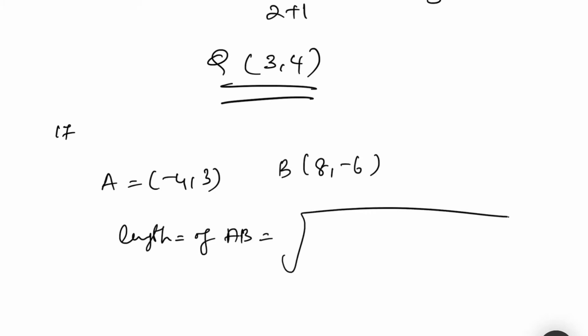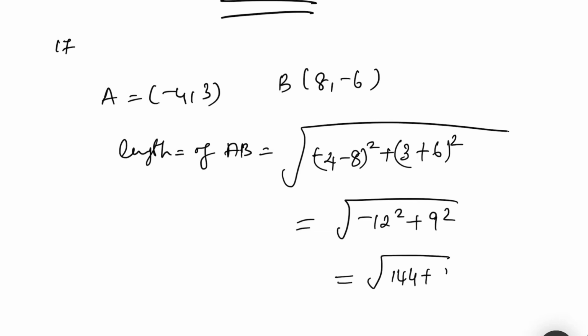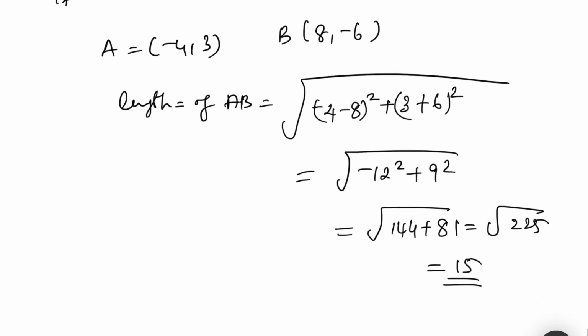Root of, how will you find the distance formula? (-4 - 8) the whole square plus (3 - (-6)), 3 plus 6 the whole square. This you will get (-12) square plus 9 square, that is equal to 144 plus 81, equal to root of 225 equal to 15. So length of AB is 15.